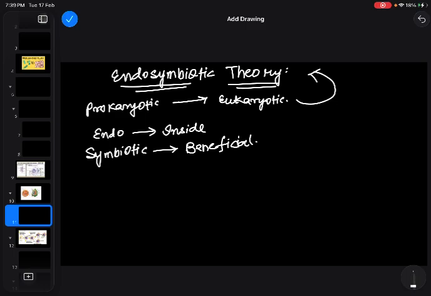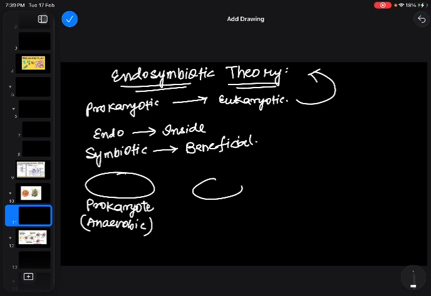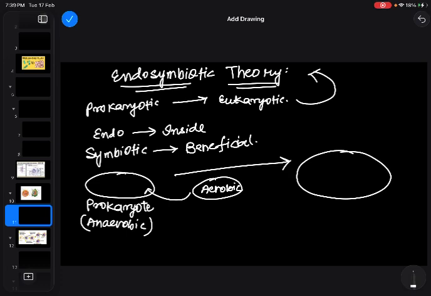So what happens in this is a single prokaryote which is anaerobic engulfs a bacteria which is aerobic, means engulfs a prokaryotic cell which is aerobic. So once it went inside, now we can say that aerobic bacteria is inside anaerobic. So this formed mitochondria.